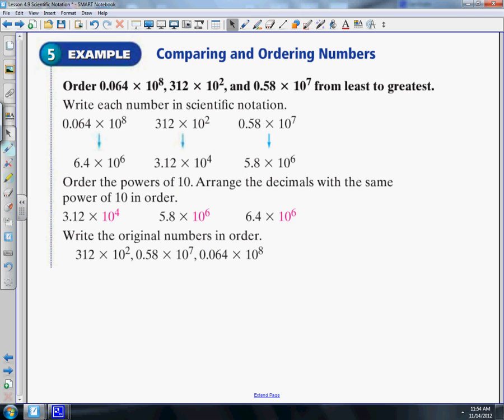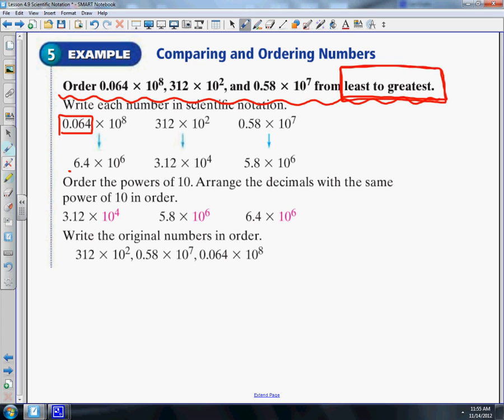Okay. Lastly, they're going to ask you to compare and order numbers. So here it says, order these numbers from least to greatest. There's the key point, least to greatest. So in your notes, I want you to write this. You don't have to write all of this down. I want you to write this. If my number goes up, so from 0.064 to 6.4, my exponent goes down. So if the number goes up, the exponent goes down.